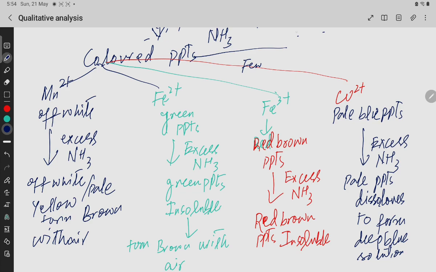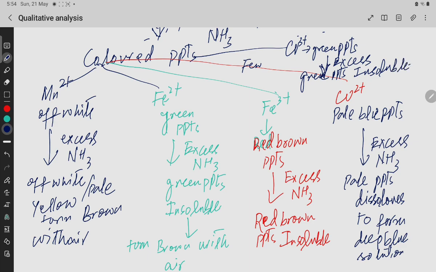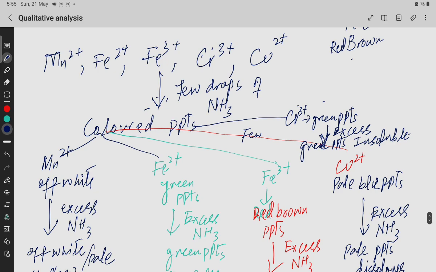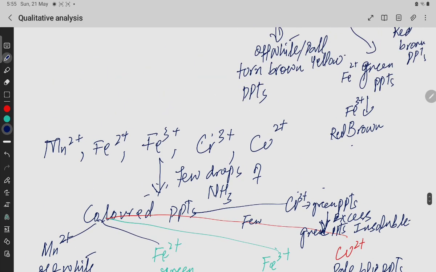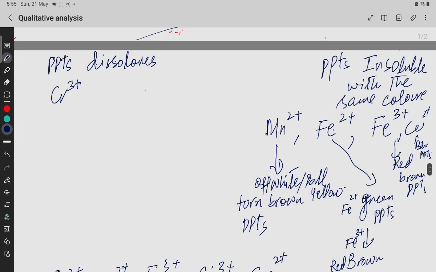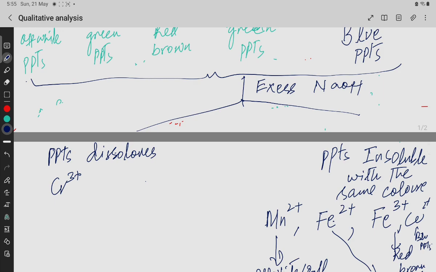And one ion is left, that is chromium. Chromium 3 ions give a green precipitate, and if we add excess ammonia, the green precipitate is insoluble. So these are the cation results. If similar results are obtained, you should identify them in such a manner. And if sodium hydroxide and ammonia reagents are given along with the test, you should know that it is a cation test, that some cations are present.